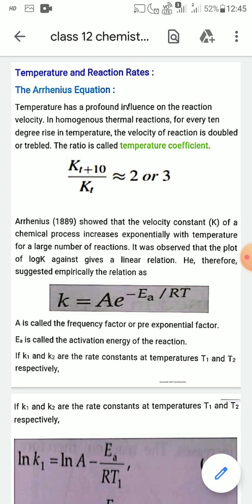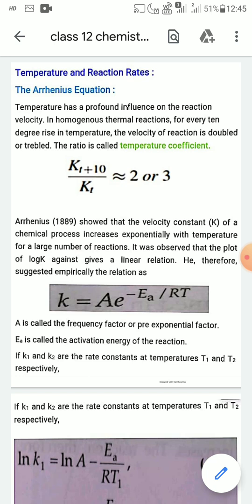Today I am going to discuss the effect of temperature on the rate of chemical reactions. To understand the effect of temperature on chemical reactions, you have to know an important equation which is known as the Arrhenius equation. So, temperature and reaction rate, and today I'll discuss this important equation, which is also called the Arrhenius equation.